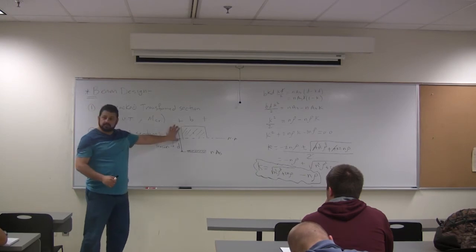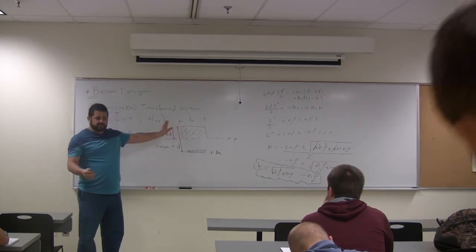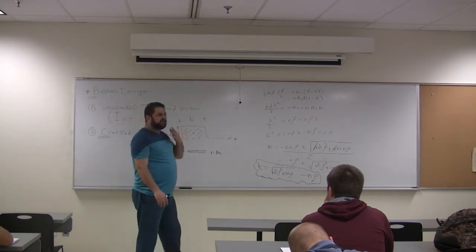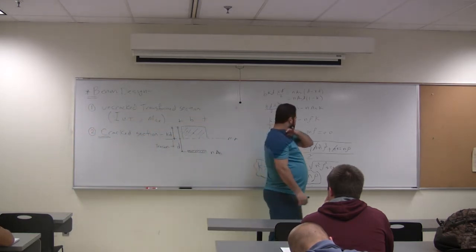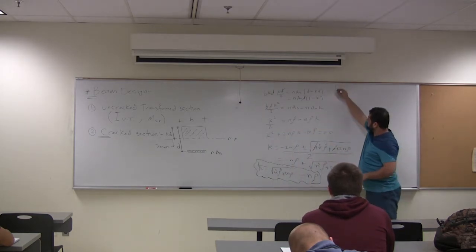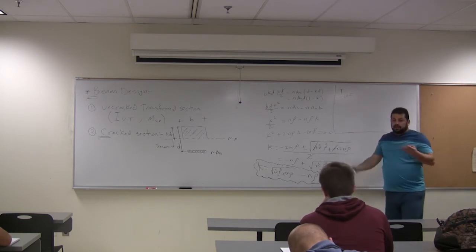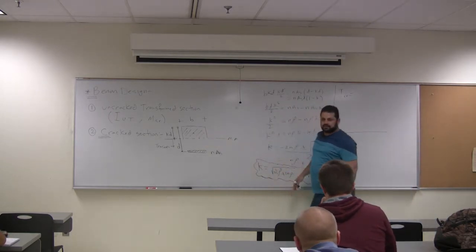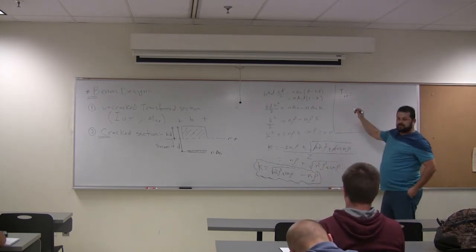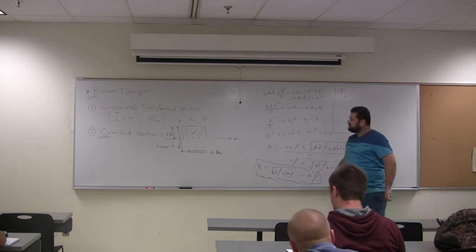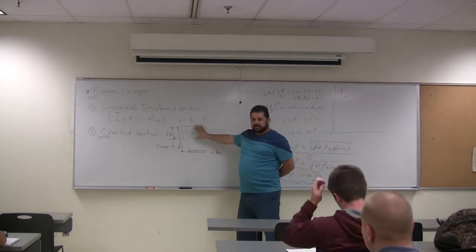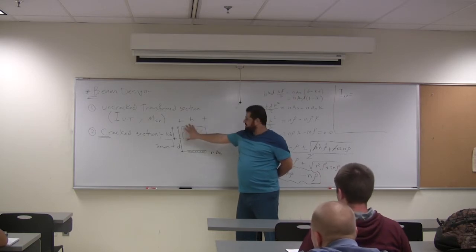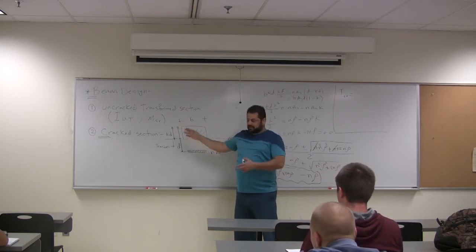So we know this distance. Right? If someone is telling you now, can you calculate for me something called I crack? If you know what's K, what's I crack? So easy. Laura, what is it? You're going to tell me this thing: 1 over 12 B, KD cubed, plus B, KD, times the distance from here to here, squared.